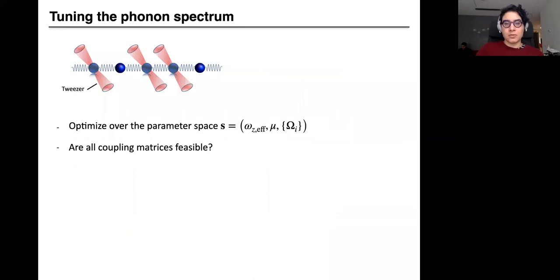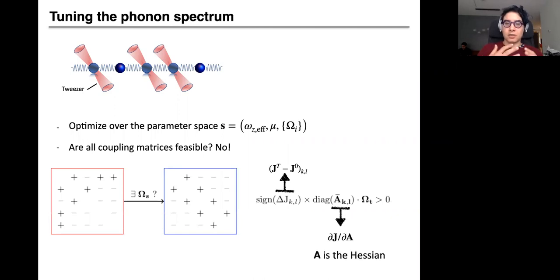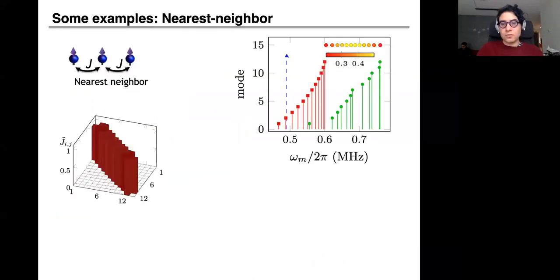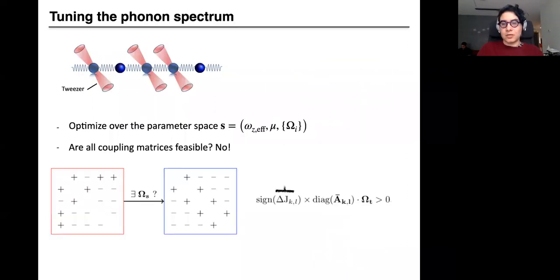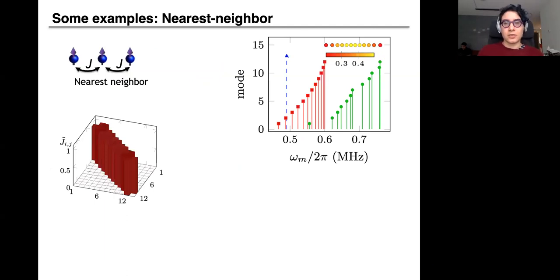And the student who worked on this found, first of all, a feasibility test. So given a particular target matrix, can we do it using the optimization space that we have? We can basically find out, given a particular target J, whether we can find a tweezer pattern that actually generates that target J. If this test is satisfied, then we can actually start looking for our target J.